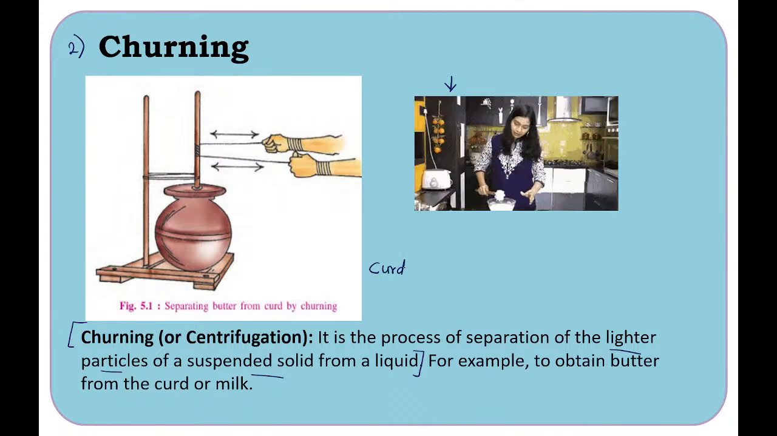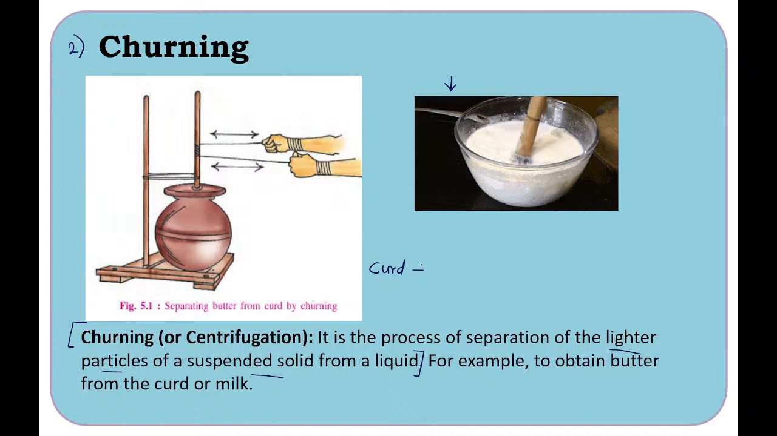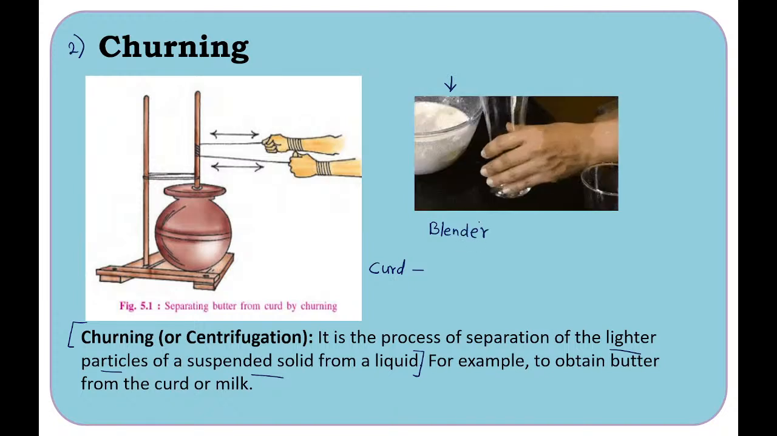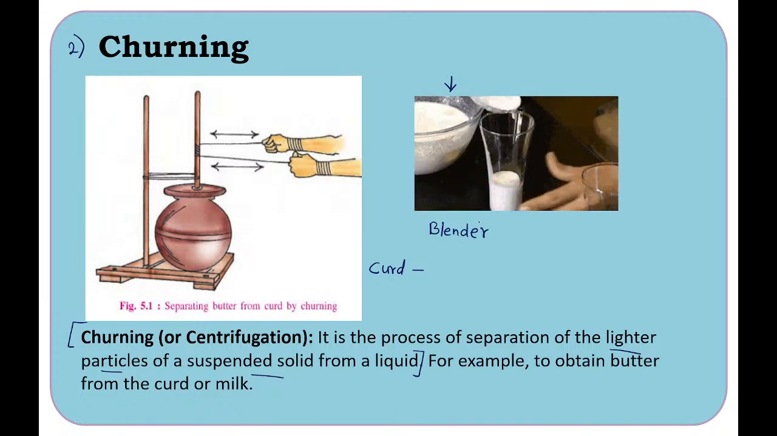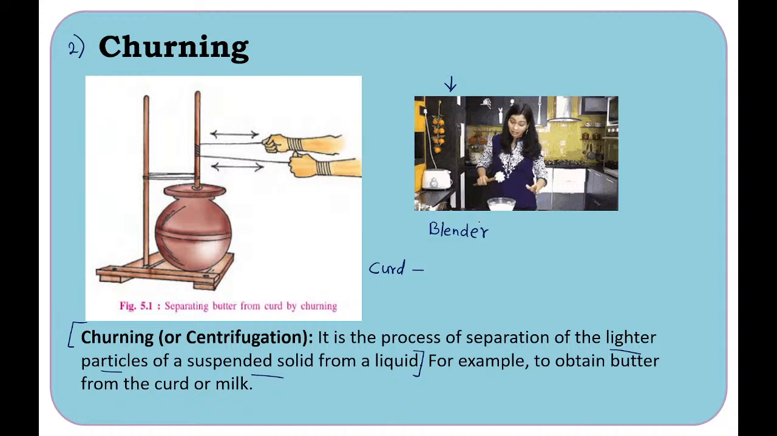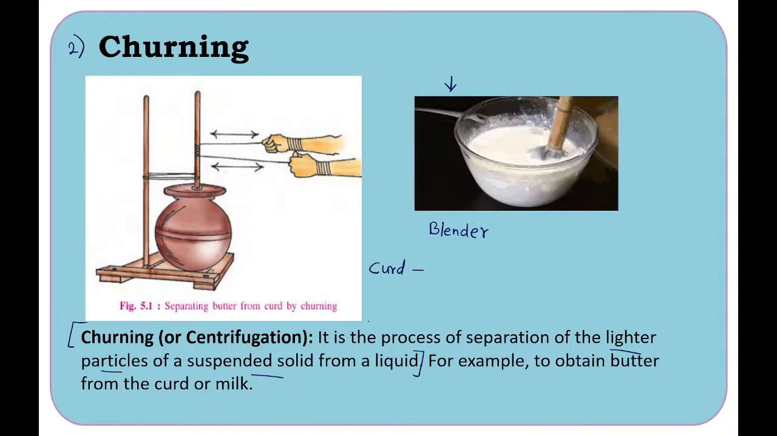We take curd and start churning it, swirling it with the help of a churner, or nowadays we use blenders. Nobody is using the hand churner nowadays; mostly we use the blender. So we churn them, we swirl them, we spin them, and what does it do afterward? The lighter particles of the curd get separated from the liquid.